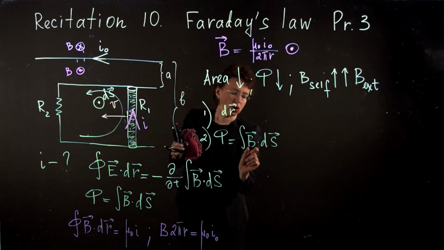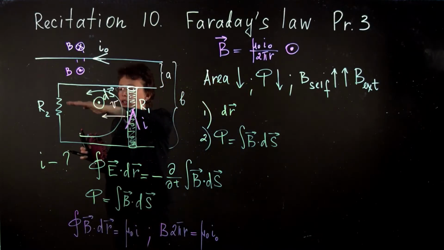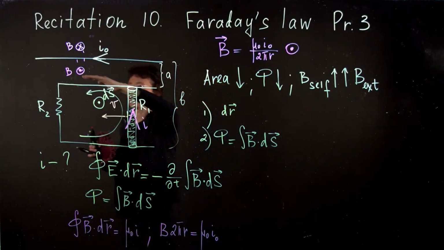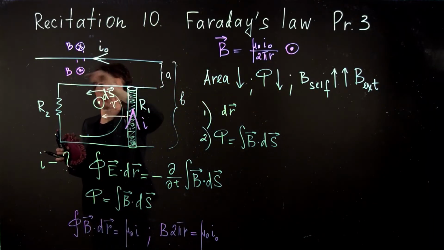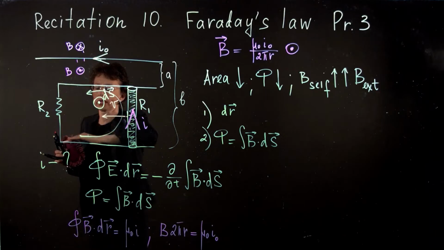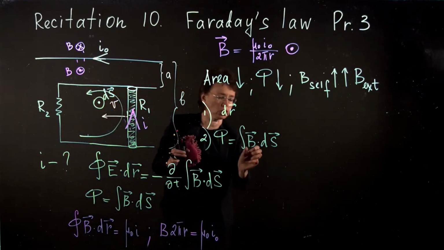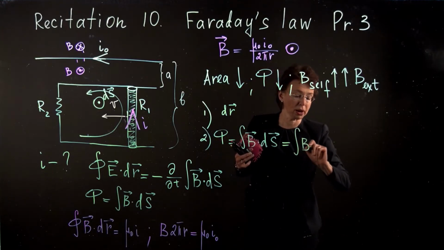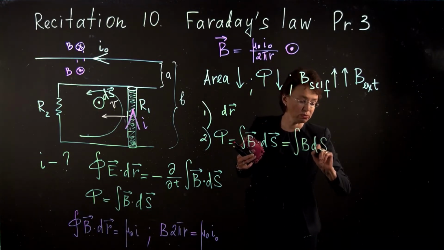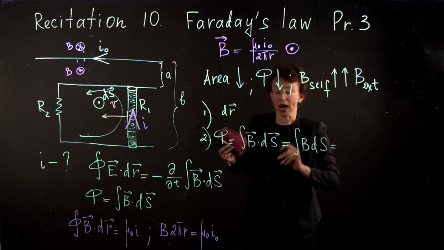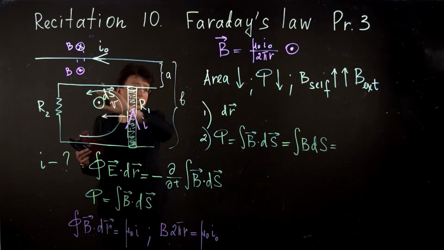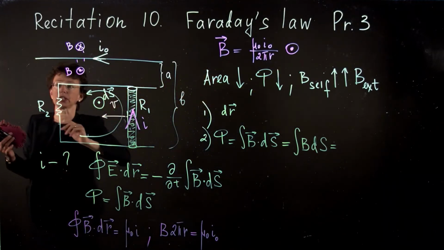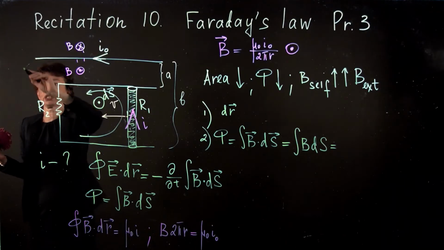Is B the same at each point of this frame or different? Look at this. B changes. The further we go from this wire, the smaller is the magnetic field. So I cannot take it out of the integral. I can simplify this dot product by writing it as B times dS. But now I need to take the integral. I need to integrate this magnetic field. And to do it, we need to introduce a coordinate system.